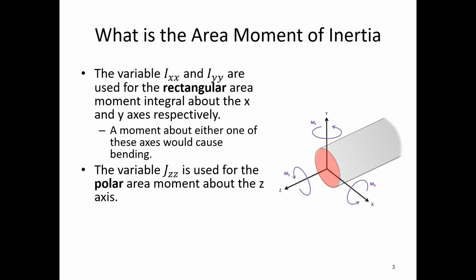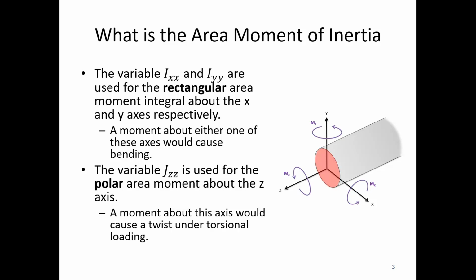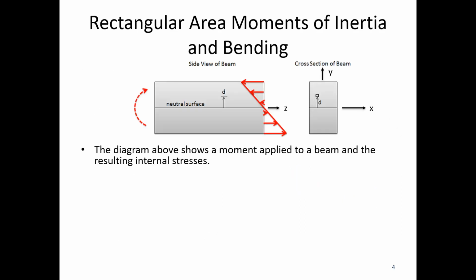The variable Jzz is used for the area moment of inertia about the z-axis, and so a moment about the z-axis is different. It's not going to be bending. Instead, it's going to be torsion, and it will cause a twist in the rod. So we use I for resistance to bending, J for resistance to torsion. All right, so why do we have these second moment integrals as the resistance to bending, resistance to torsion?